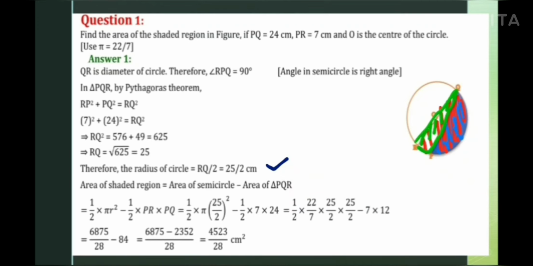What will be the area of the equilateral triangle? It is root 3 by 4 into side square, that is root 3 by 4 into 12 square. If you do the calculation, it is 36 root 3 centimeter square. So you got the area of this section.